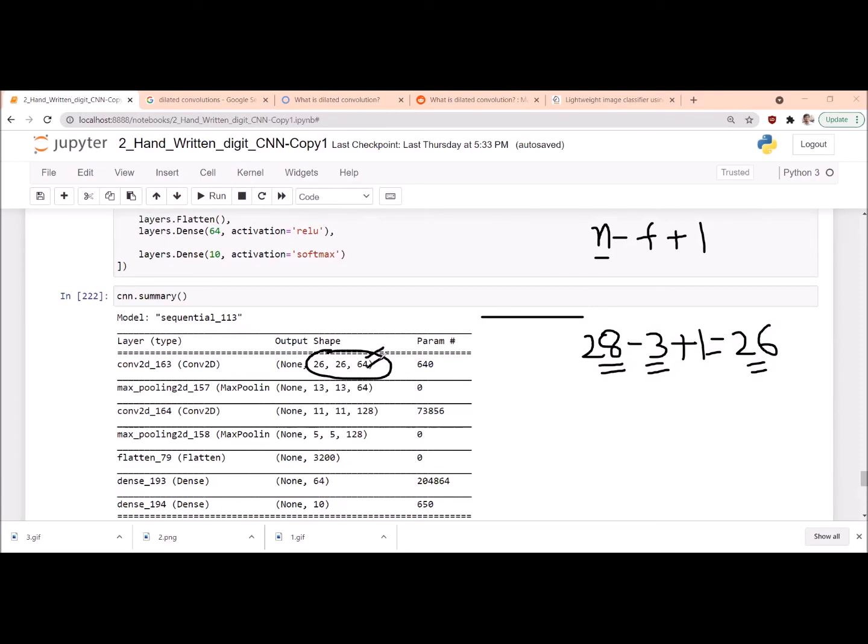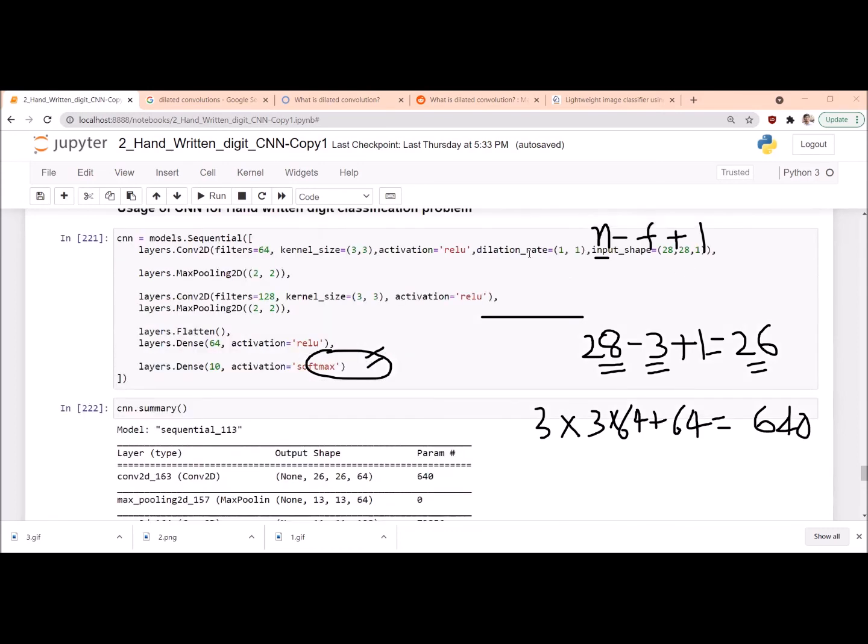Observe here, the output feature matrix size is 26 by 26. 64 indicates we have 64 such feature maps because we have considered 64 filters. We have 640 parameters because we considered the kernel 3 by 3, that is 3 by 3 into 64, plus we are taking the bias 64. So the total is equal to 640.